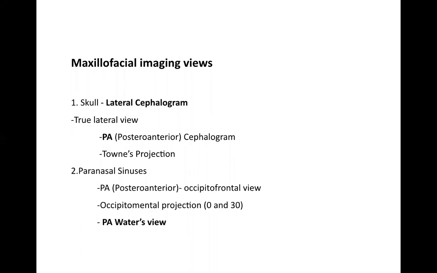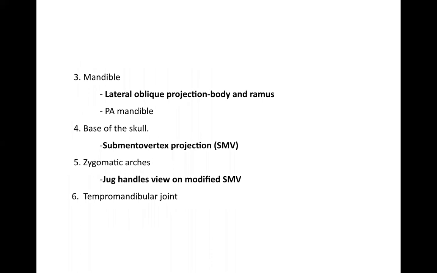Next is for paranasal sinuses. That is occipitofrontal view and occipitomental view. And there is PA Waters view. We are going to discuss all which are bold here. The bold letters, that is lateral cephalogram, PA and PA Waters. We are going to discuss these views in detail in the next slides. For mandible, we have lateral oblique projection, body and ramus. Both are different. PA mandible is also there.